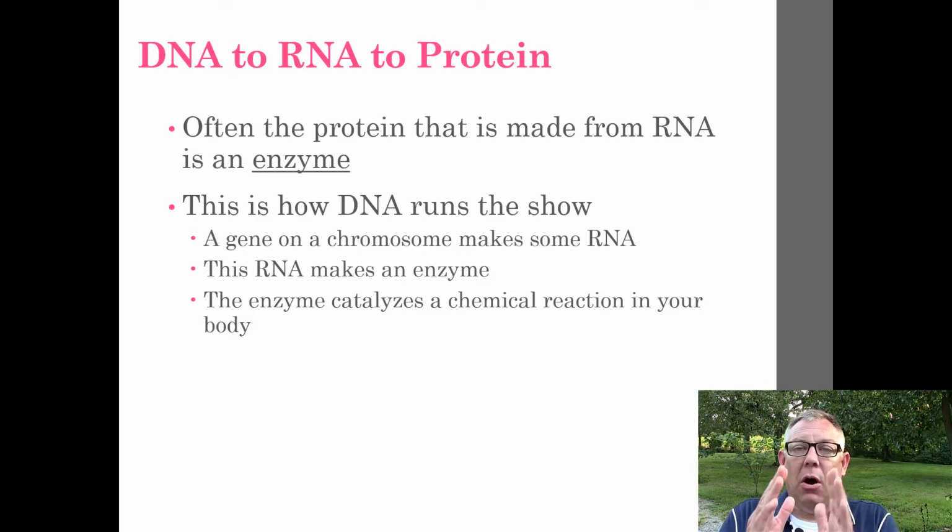A gene on that DNA, on that chromosome, makes some RNA. That RNA has the instructions for making an enzyme. That enzyme catalyzes some important biochemical reaction in your body. So again, this is why, in a biology class, we started off talking chemistry. Living things are just a bunch of coordinated chemical reactions. And it's these enzymes that help these chemical reactions proceed faster.